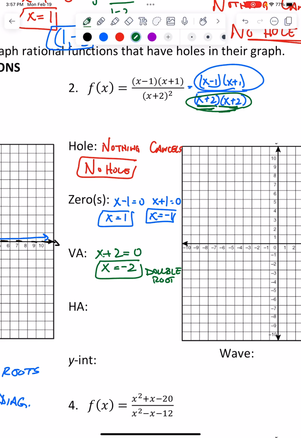Okay, horizontal asymptotes, check the degree. This one is factored for us already. So if we look at the x's, we've got 2 x's on the top.